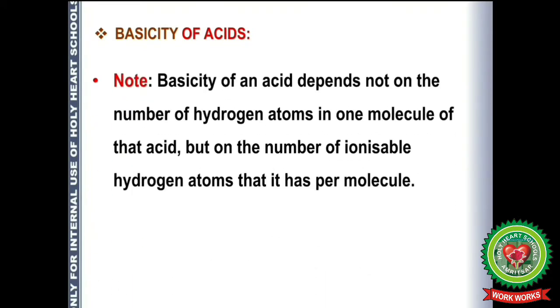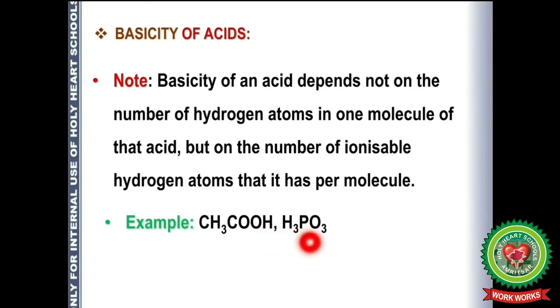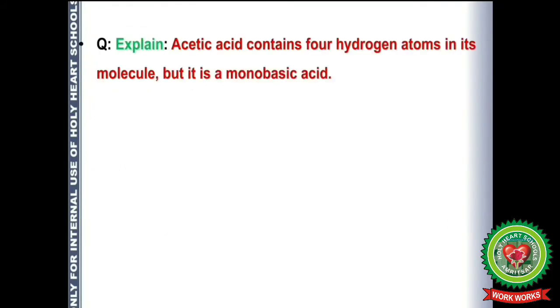We should keep a note that the basicity of an acid depends not on the number of hydrogen atoms in one molecule, but on the number of ionizable hydrogen atoms that it has per molecule. For example, acetic acid has 4 hydrogens, but only 1 hydrogen is replaceable. Similarly, in the case of phosphorus acid, there are 3 hydrogens, but only 2 hydrogens are replaceable. So, on the basis of this, let's take a give-reason question.